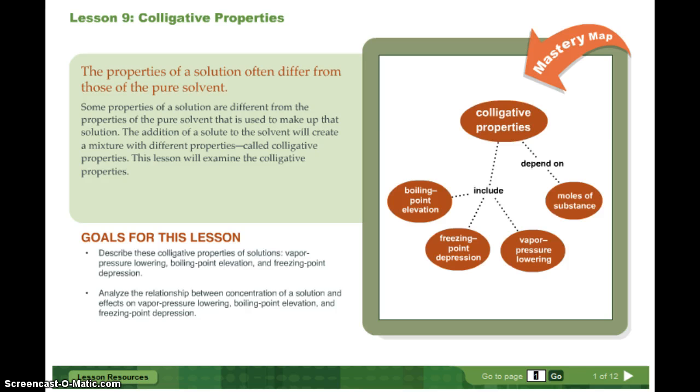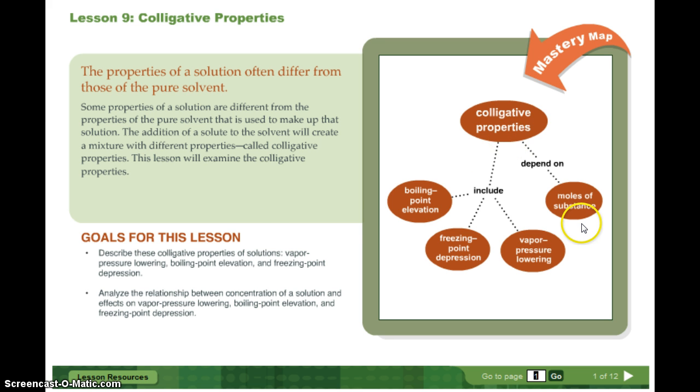The properties of a solution often differ from those of a pure solvent. The properties of a solution are different from the properties of the pure solvent that is used to make up the solution. So in other words, the properties of water are different than the properties of lemonade, even though lemonade has water in it. The addition of a solute to the solvent will create a mixture of different properties, and that's called colligative properties. This lesson will examine the colligative properties.